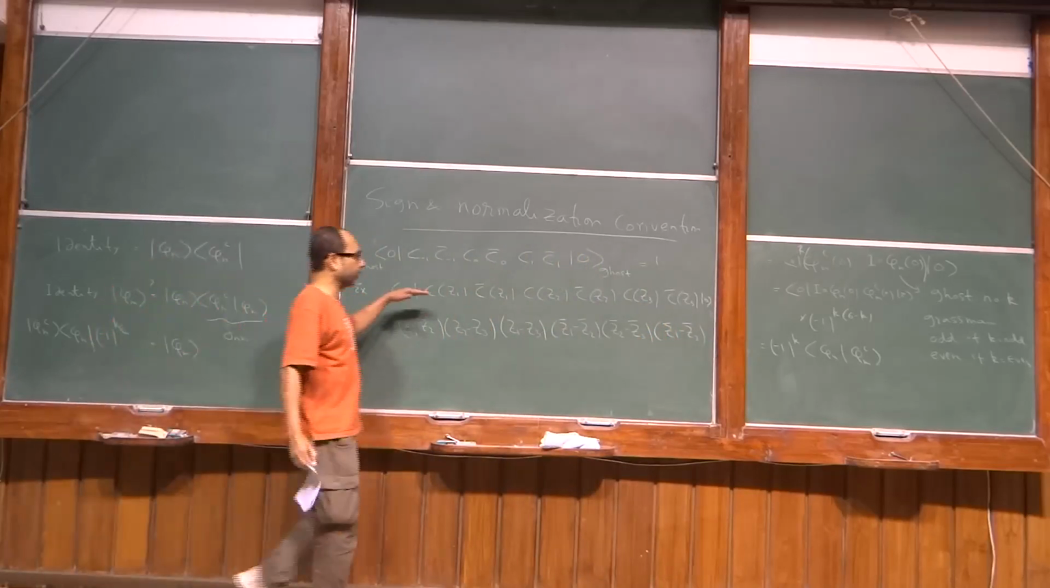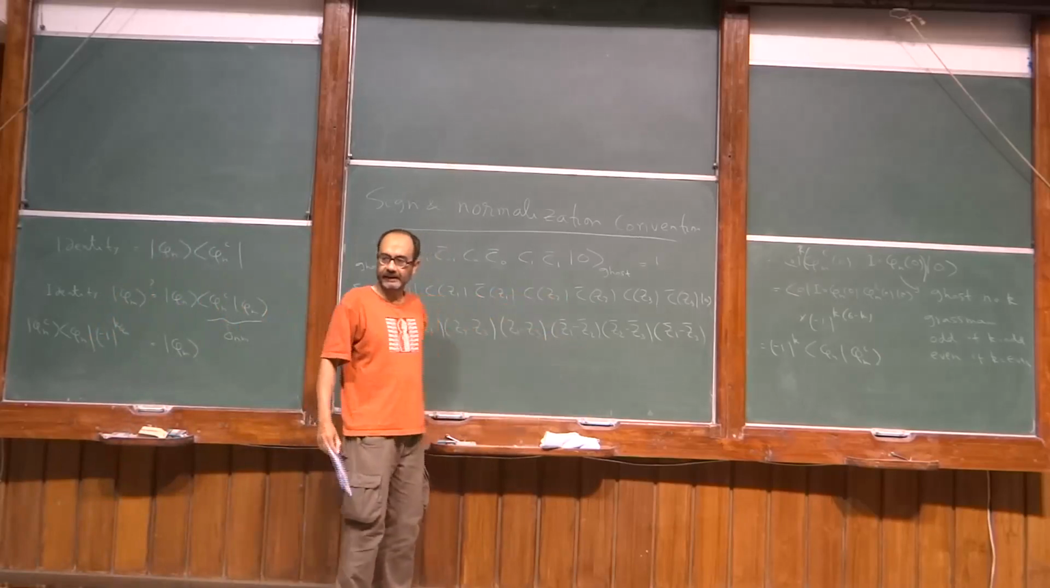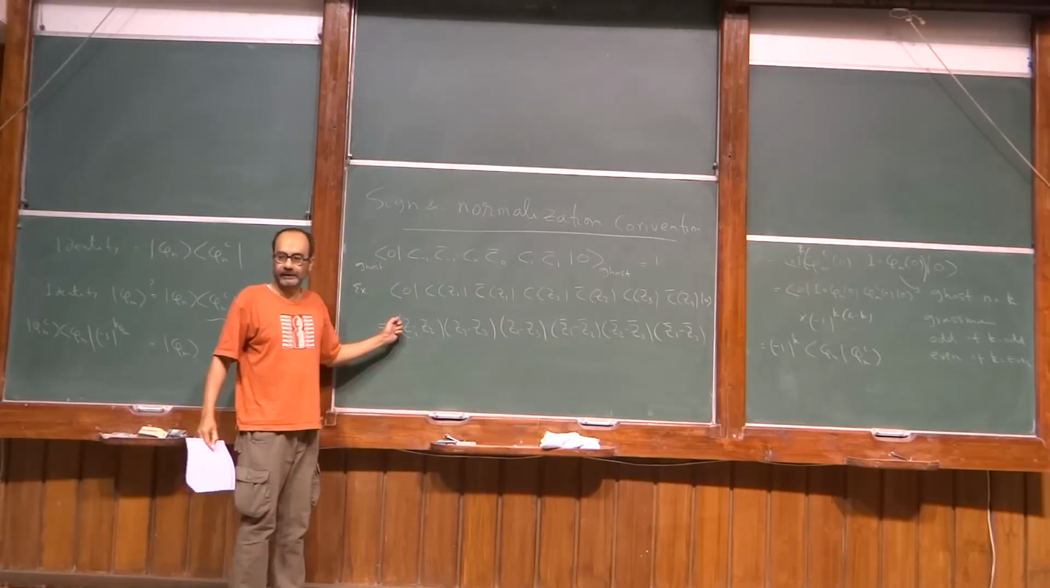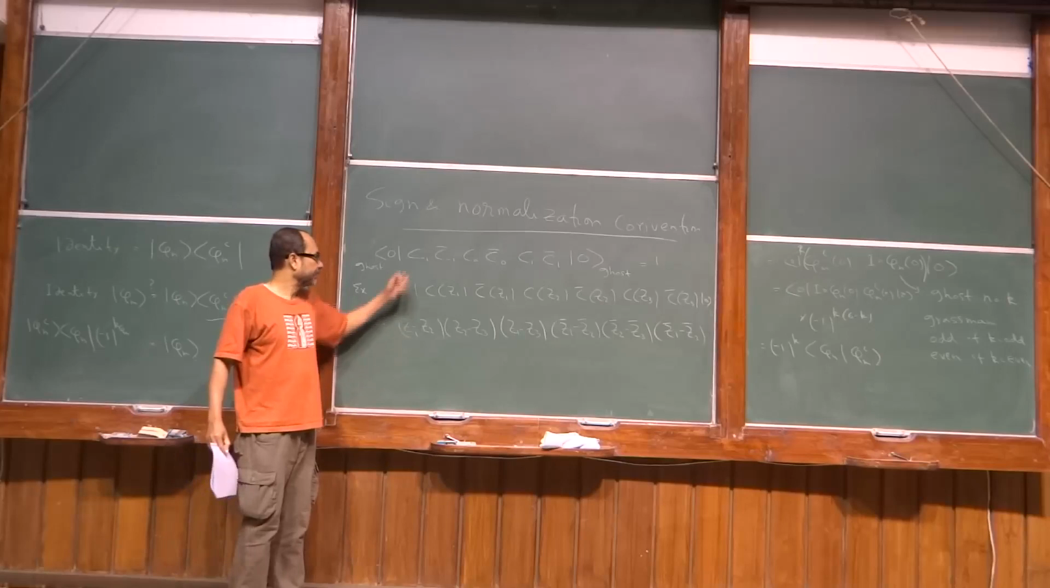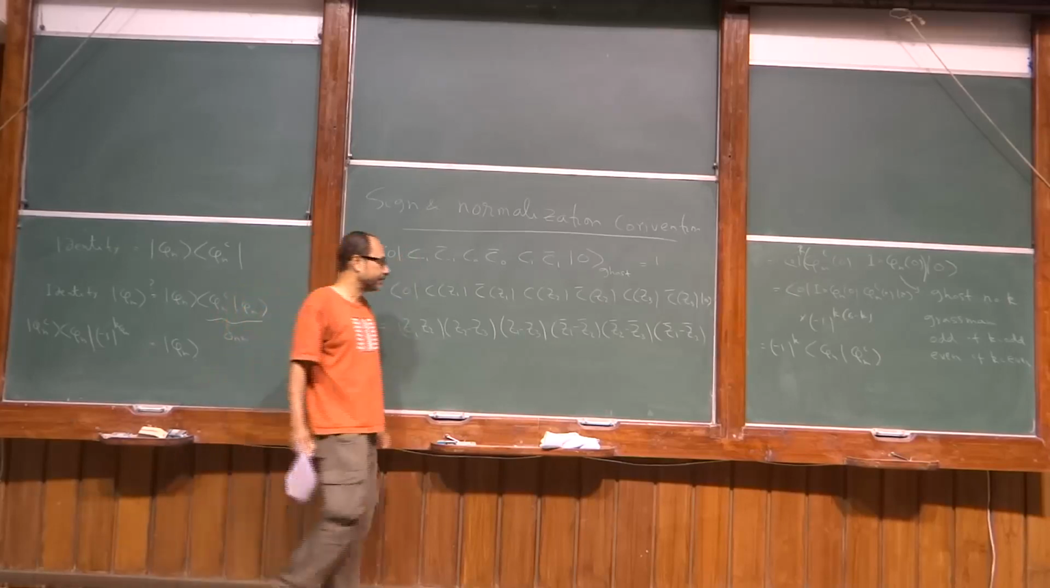So the point is that for this correlation function, the z dependence is already fixed by conformal invariance, right? There is nothing else you can do. So the only thing that is undetermined is this overall normalization. And this you can fix by comparing with this. Okay. So the way you can do it is the following.